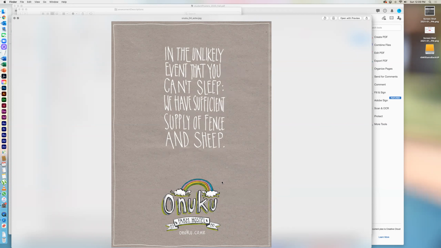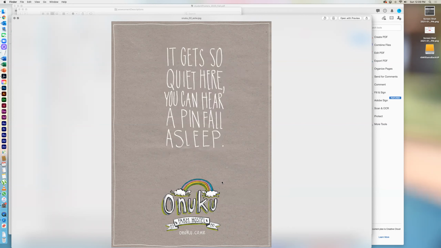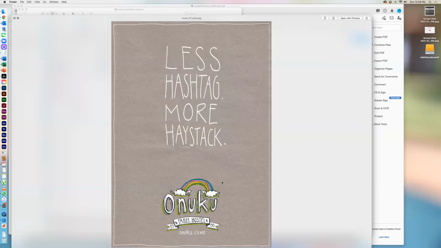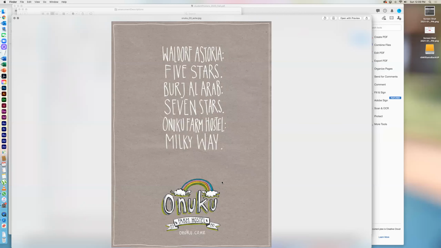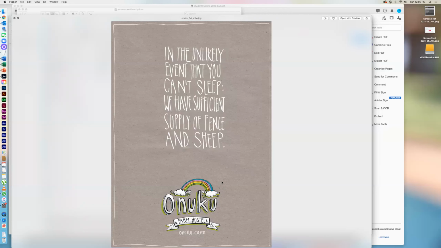I like this one. In the unlikely event that you can't sleep, we have sufficient supply of fence and sheep. So people counting sheep as they jump over fences. And on an actual sheep farm, you don't want the sheep jumping over the fences, but hey, it helps you sleep. So those are a very basic form of the poster, and then it's about what the words say. Come and disconnect, quiet and complete disconnect from urban. It's the countryside. You can enjoy all of nature, and the skies are clear, so you can see the Milky Way. And it even tells a story that if you still can't sleep, you can count sheep.